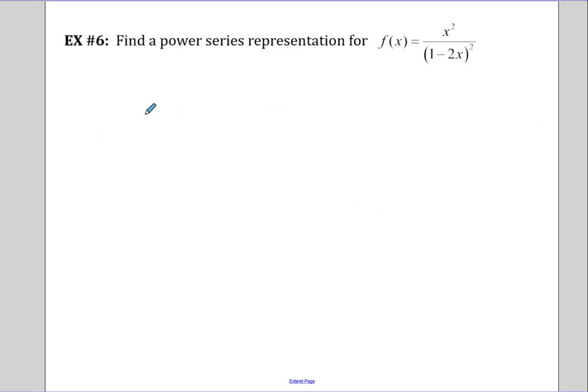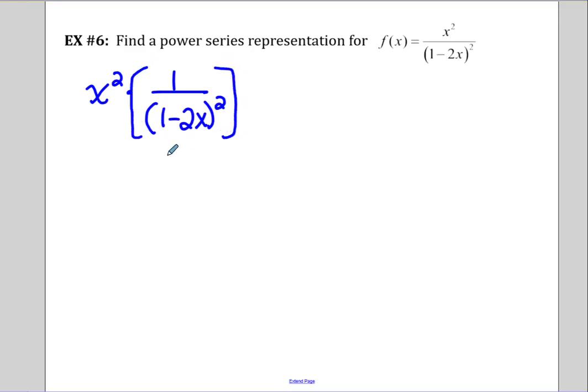Then we have one more example. This one's pretty tedious. We want to find a power series representation for x squared divided by the quantity 1 minus 2x squared. The very first thing I'm going to do is pull that x squared off the top, separate our f of x, and then think about this portion here. We want to look at this portion.